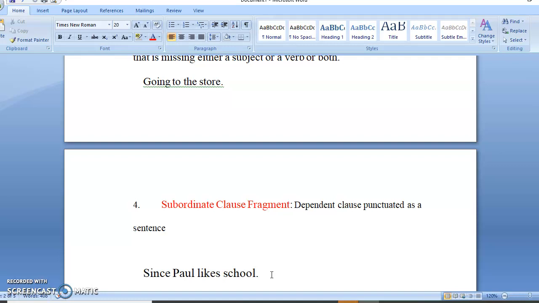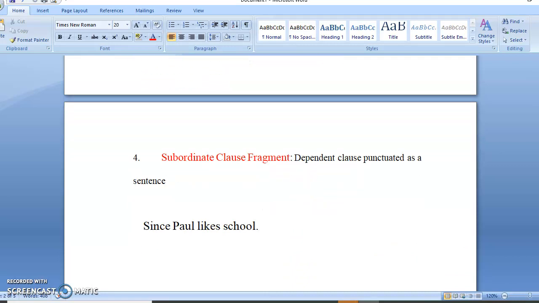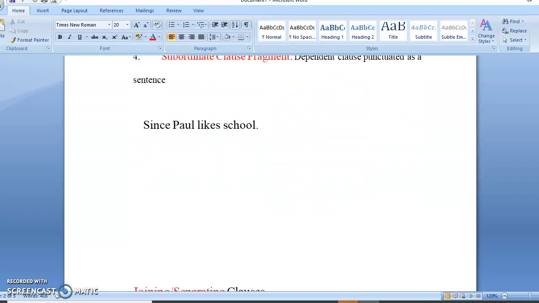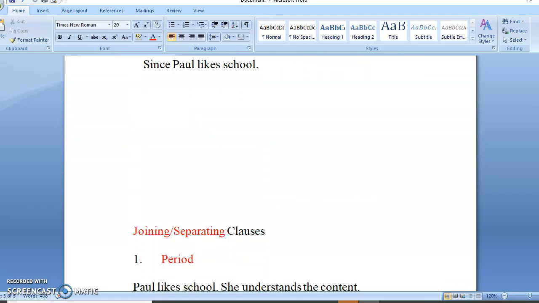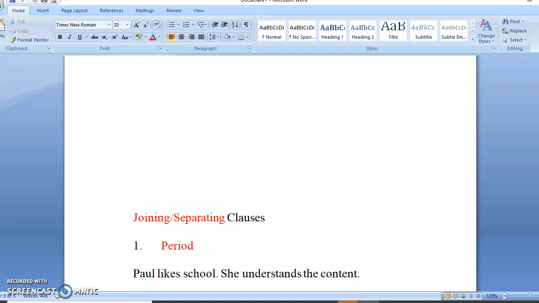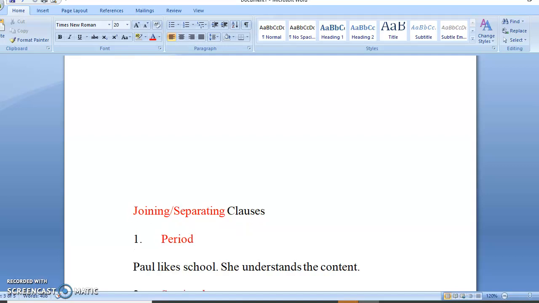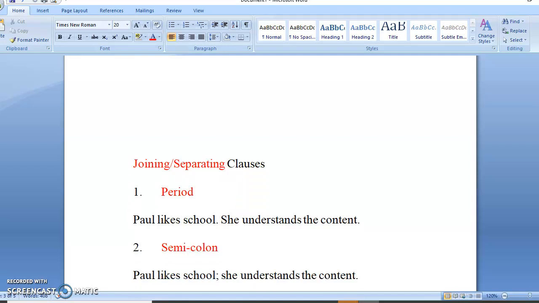Well, let's talk about how do we correct sentence punctuation errors. So I want to look at comma splices and run-ons first. Okay, so the first correction method for correcting run-ons and comma splices would be to use a period. Separate the 2 independent clauses with a period, and instead of having a comma splice or a run-on, you have 2 sentences that are punctuated perfectly. The next method to correct it would be to use a semicolon. So now we have Paul likes school, semicolon, she understands the content.